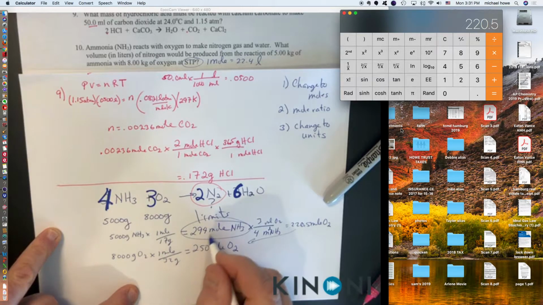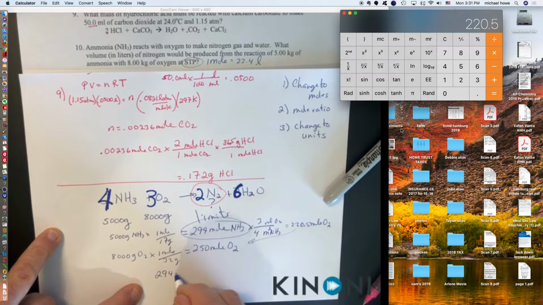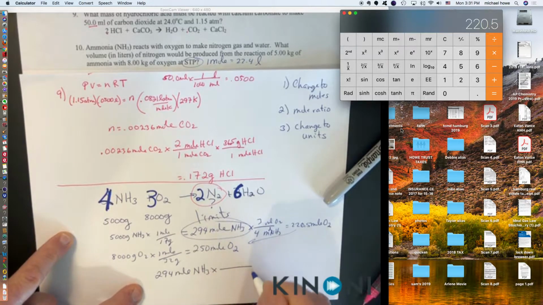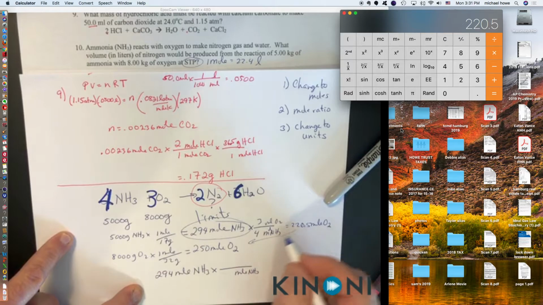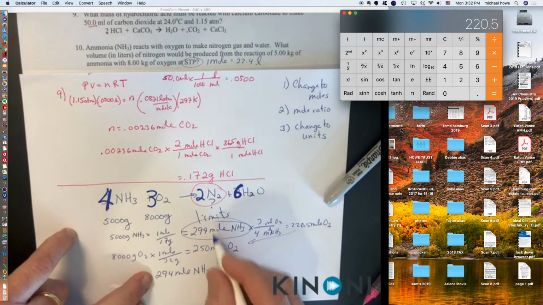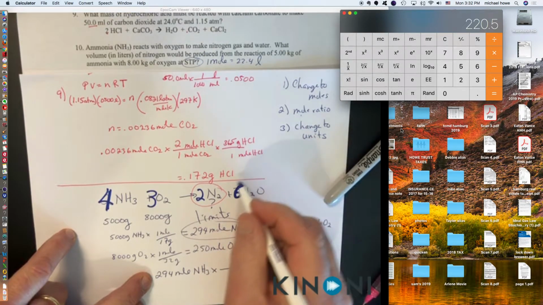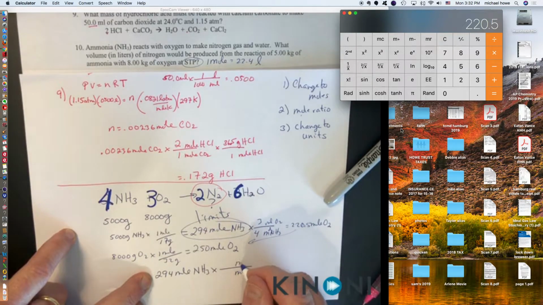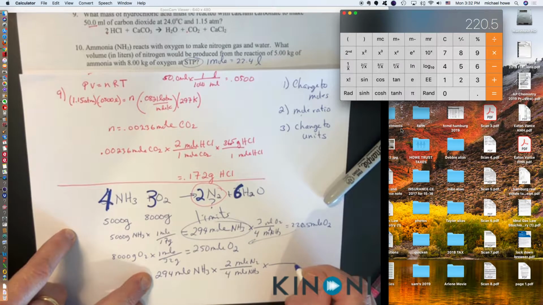So let's take our limiting reactant, 294 moles of NH3. We know we put moles of NH3 on the bottom. Remember, this is the mole ratio step. We use the mole ratio to find what's limiting. Now we take the moles of the limiting one and use the mole ratio between what we're looking for and what we have. So we put moles of N2 on the top, and that's a 2-to-4 ratio. And it wants to know what volume, so we put moles of N2 on the bottom, liters of N2 on the top, 1 mole, 22.4 liters.